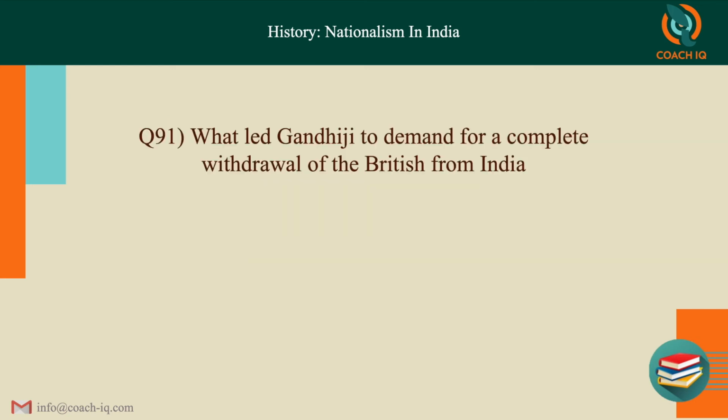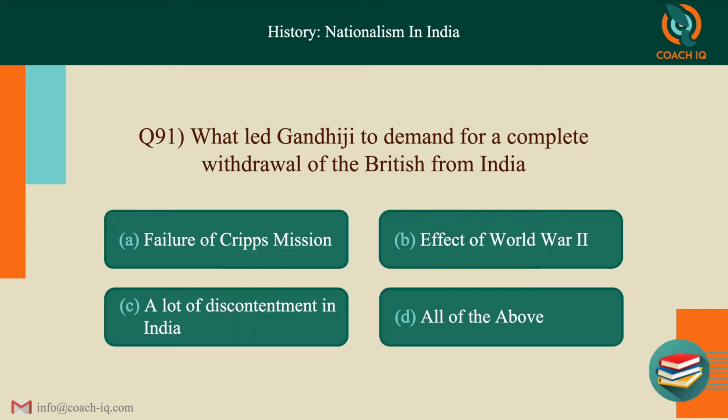What led Gandhiji to demand for a complete withdrawal of the British power from India? Okay, so why did he now say that totally the British have to just leave India? One is failure of Cripps mission, second, effect of World War II, or C, a lot of discontentment in India, or all of the above. The answer is D, all of these. That is, Cripps mission failed, World War II, the impact was terrible for India, and people of India were now truly dissatisfied. So it's all of these.